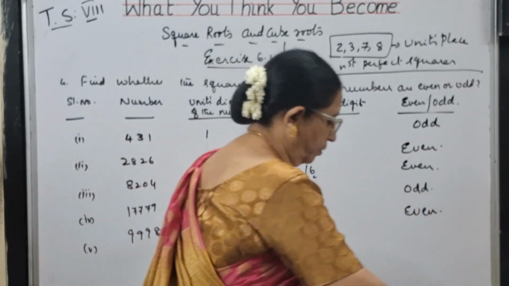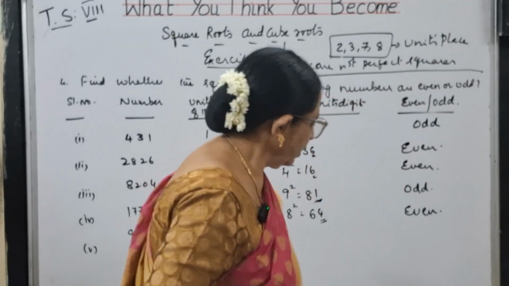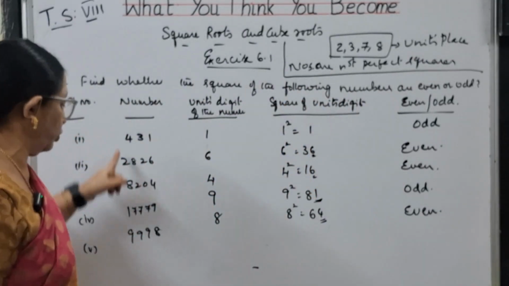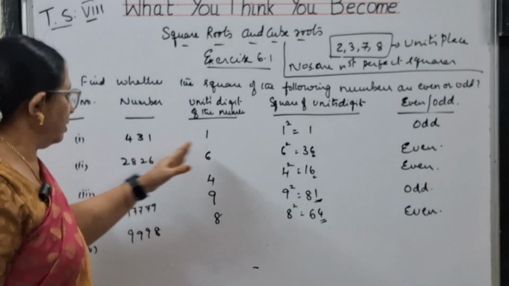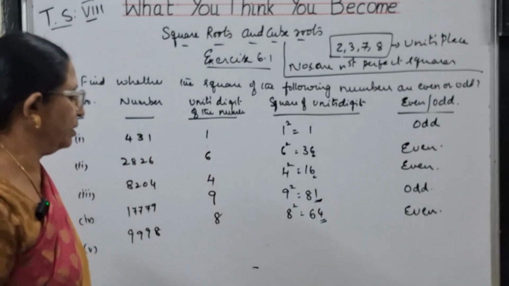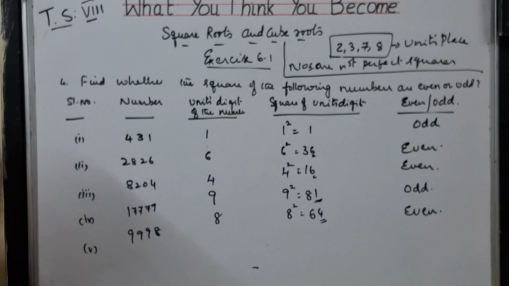So easily you can solve this problem, children, without finding squares of these numbers. You need not multiply these big numbers again and again. Just observe the units digit. You can get the answer, children. Please note it down.